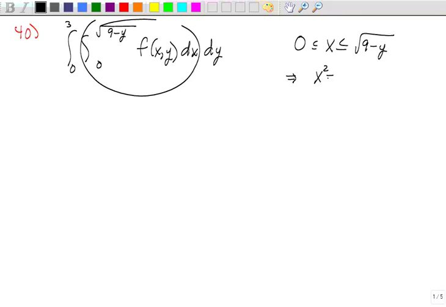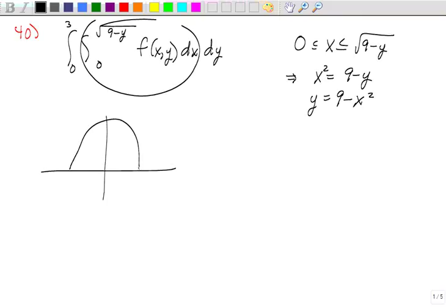x squared is 9 minus y, or y is 9 minus x squared. And that is a parabola. And then y went from 0 to 3. So I went this way first. This is my region.